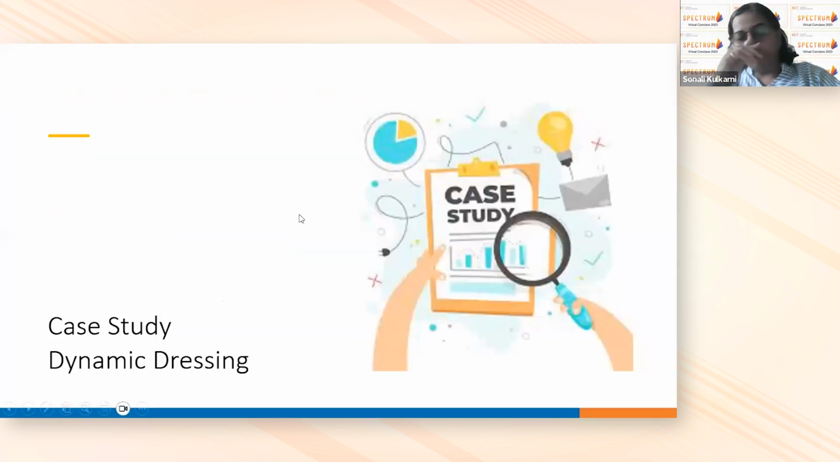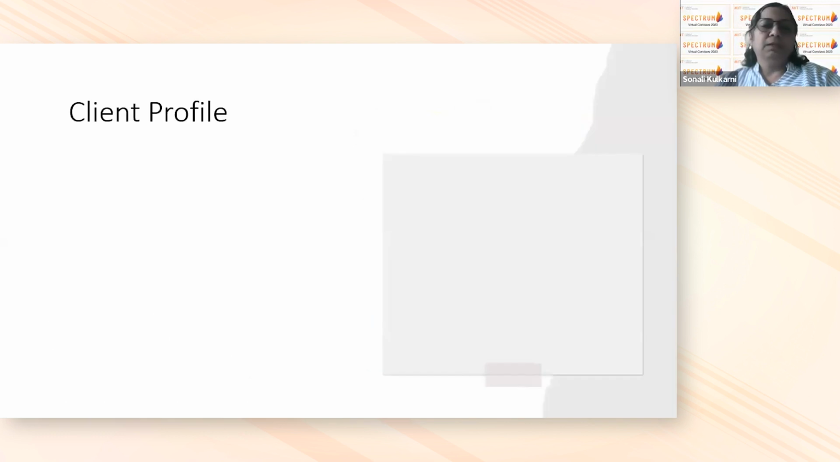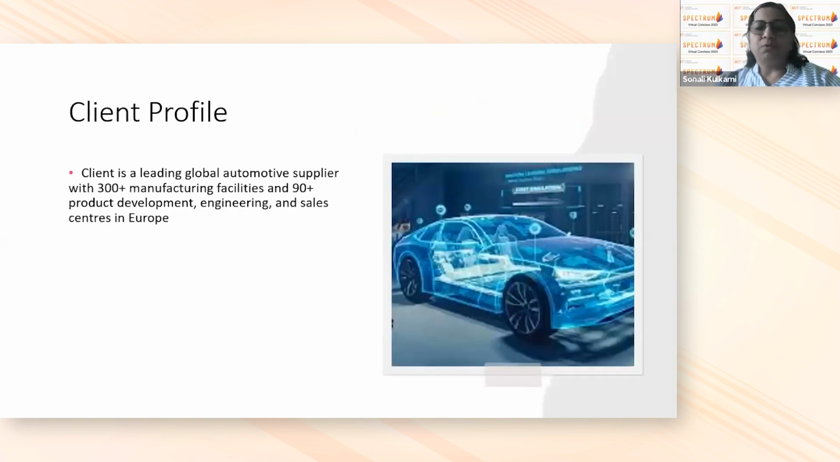So I'll be talking about a case study in dynamic tracing. Me madhe madhe Marathi bolnacha apan prayatna karel. Jar ka mi visarle tar please mala aathvan karun dya. So this specific case study was done for one of our clients. The client is a leading global automotive supplier.